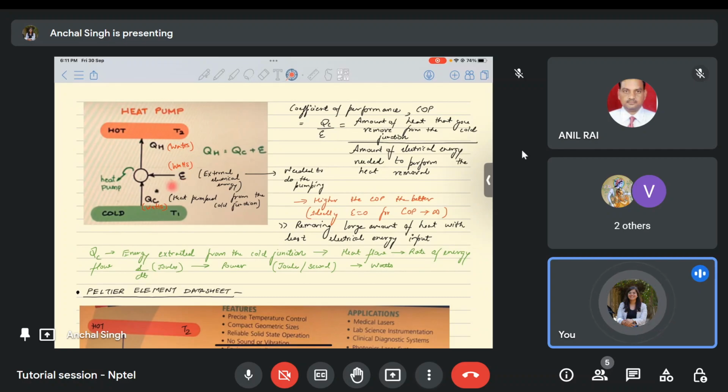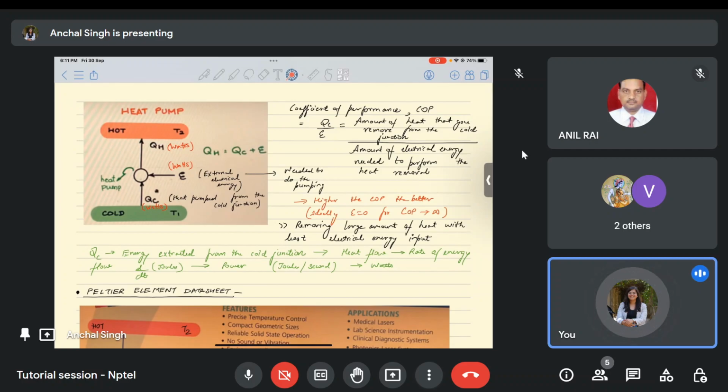So here we put the work in the form of electrical energy. We give electrical energy as input in order to pump QC amount of heat from the cold junction and give it to the hot junction. So this is the basic principle diagram of the Peltier module when it is used as a heat pump.